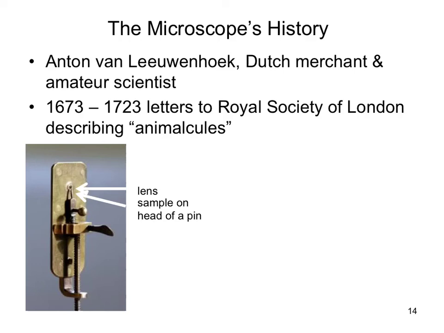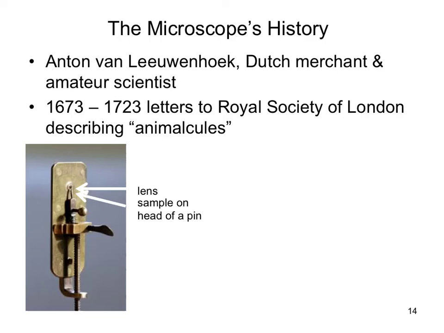And in the years 1673 to 1723, he wrote a series of letters to a society called the Royal Society of London. That society is still in existence today. I think it's the oldest natural science group still in existence today. And in those letters, Van Leeuwenhoek described small or tiny creatures that he referred to as animalcules. And he included a number of drawings and descriptions of them.